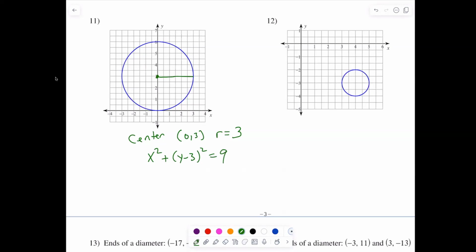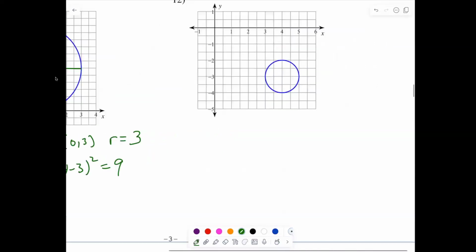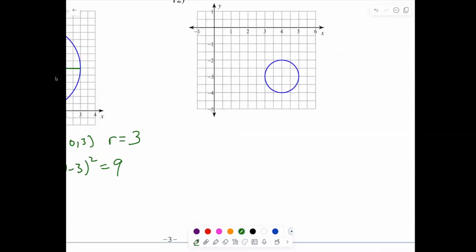All right, just to make sure you're understanding, let's look at number 12. What is the center of the circle? 4, -3, and the radius is what? What's the radius? This is approximately 1. Right? And again, you have to read the axes carefully. The radius is 1. So what is the equation?